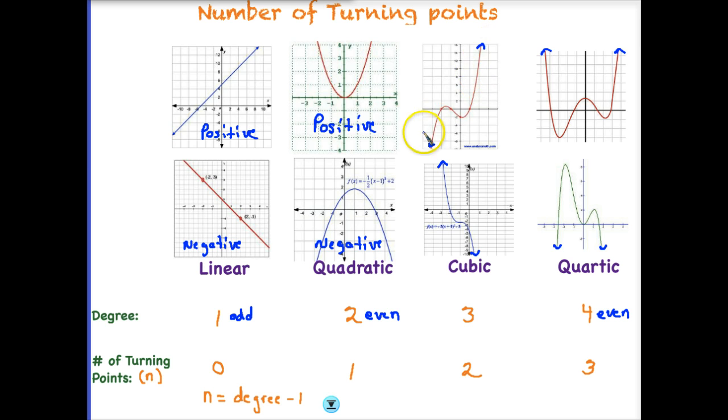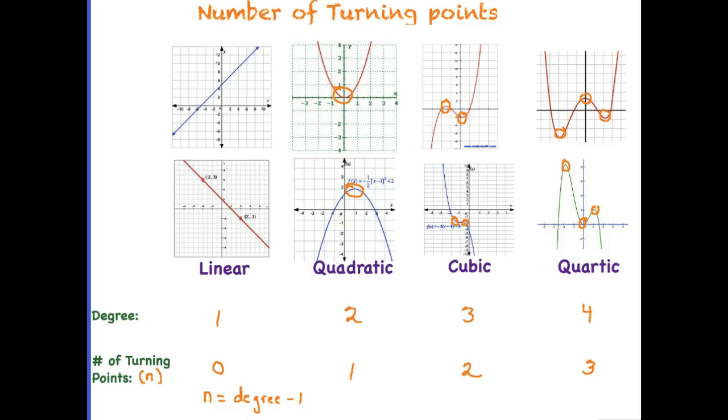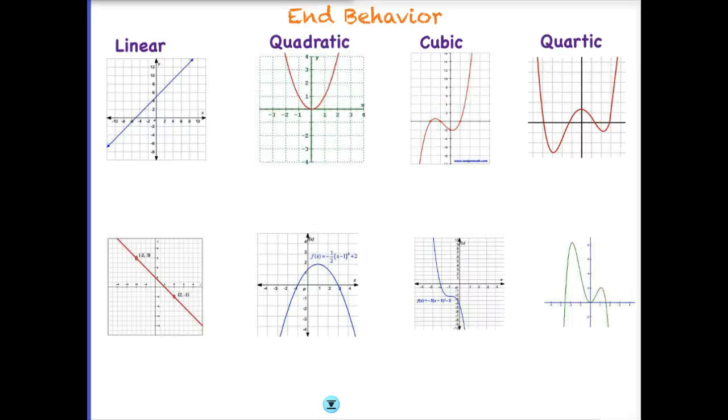If we were to stretch these ends out, this would be going in the positive direction, while this one would be going in the negative direction. And the quartics are just like the quadratics. If it opens up, never mind all the little bumps in here, it's positive, and if it opens down, it's negative. That brings us to describing end behavior.